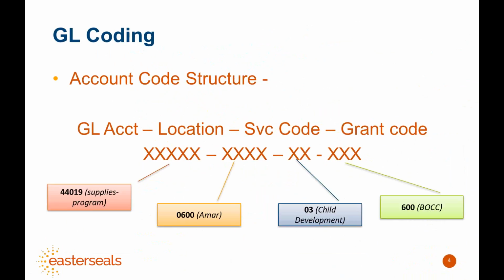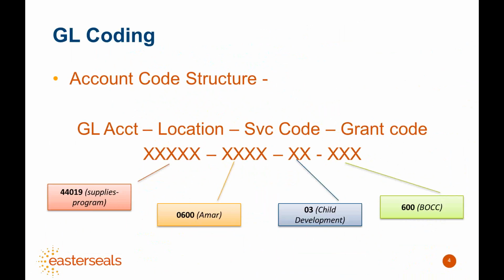So in this example, shown here, the location is Amar. The Amar Child Care Center is ordering supplies, program supplies, and for this particular example, the grant used is the BOCC grant, so they have to select the 600 code to identify those expenses separately. Treasure Coast also has a few grant codes that must be used. If your program has grant codes to use, however, you will be notified by accounting.